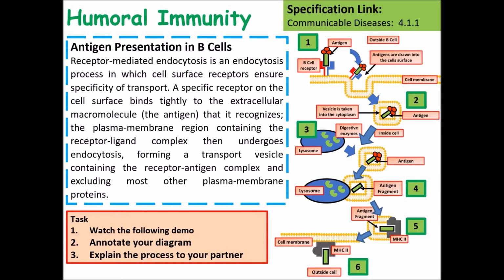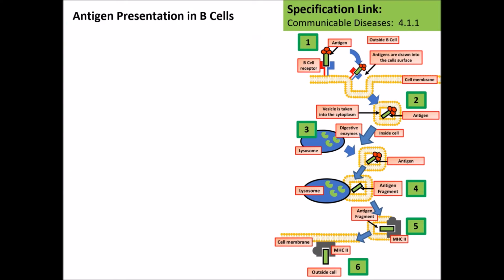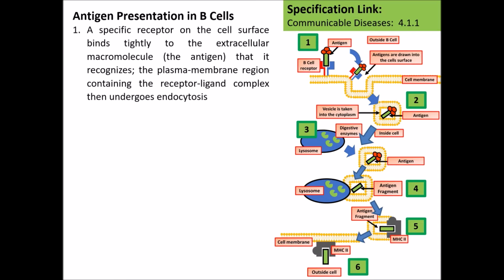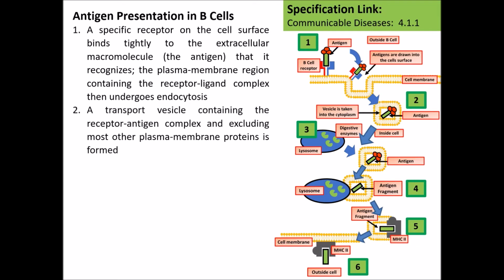The plasma membrane region containing this receptor-ligand complex then undergoes endocytosis, forming a transport vesicle containing the receptor-antigen complex and excluding all of the other plasma membrane proteins. So a specific receptor on the cell surface binds tightly to the macromolecule, right? That's what we've just talked about. That's then transported into the cell.